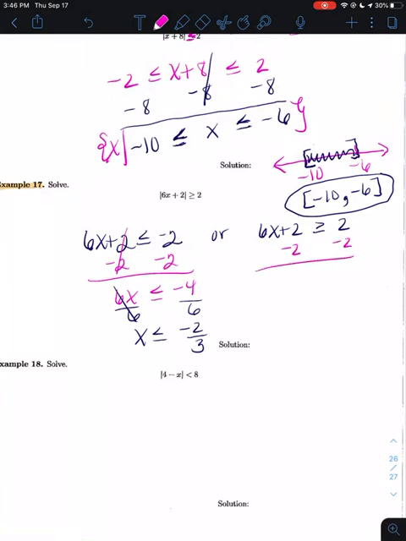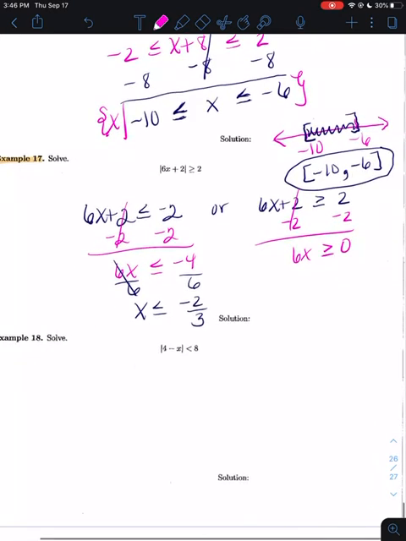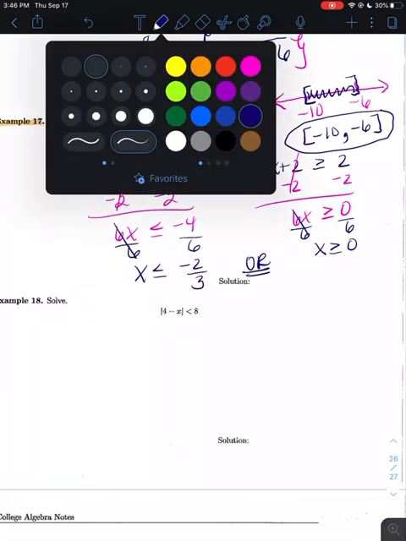Then I'm going to subtract 2 from both sides. 6x is greater than or equal to 2 minus 2, which is 0. Divide both sides by 6, and x is greater than or equal to 0. So you have two separate pieces: x is less than or equal to negative 2/3, or x is greater than or equal to 0.